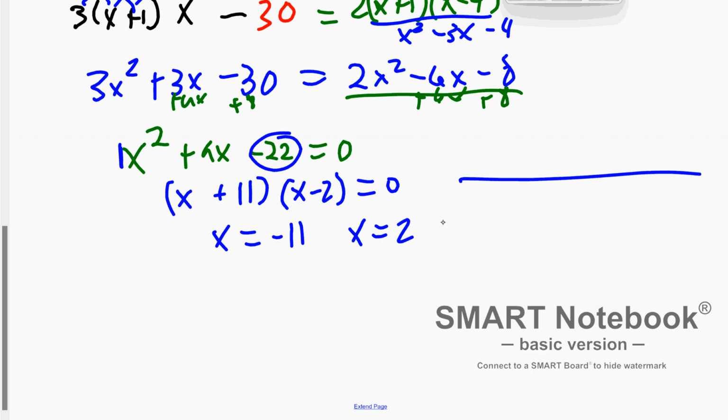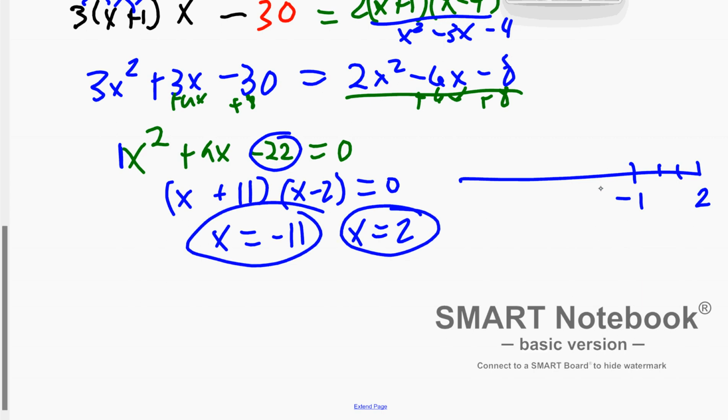So on a number line, when I set my denominators equal to 0 and solve them, I want to put -1 on a number line, maybe like here, and so that would be 0, 1, 2, and then -11 as well. So I'm going to put these also on a number line. So -2, -3, -4, -5, -6, -7, -8, -9, and whatever -11 is. It doesn't have to be perfect.